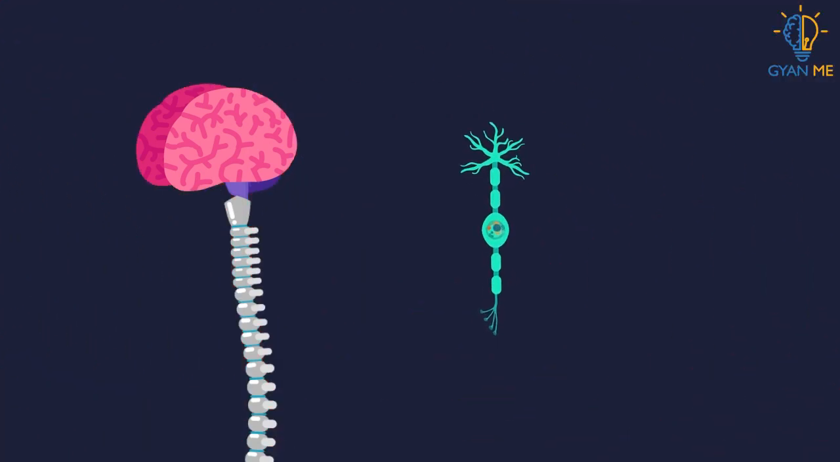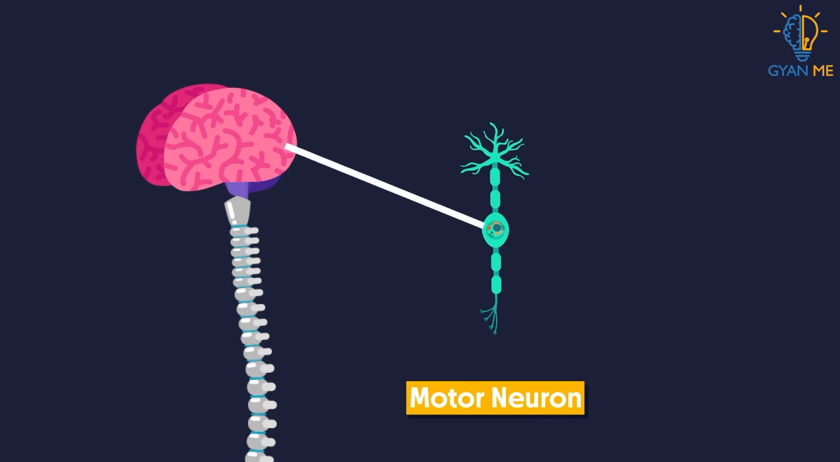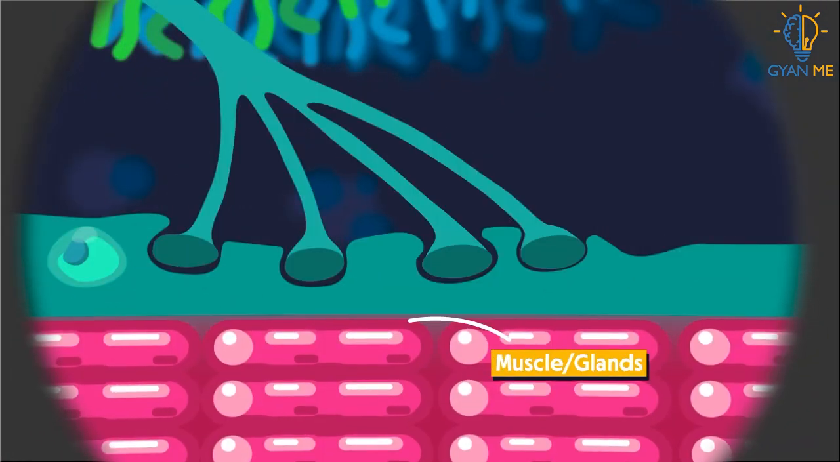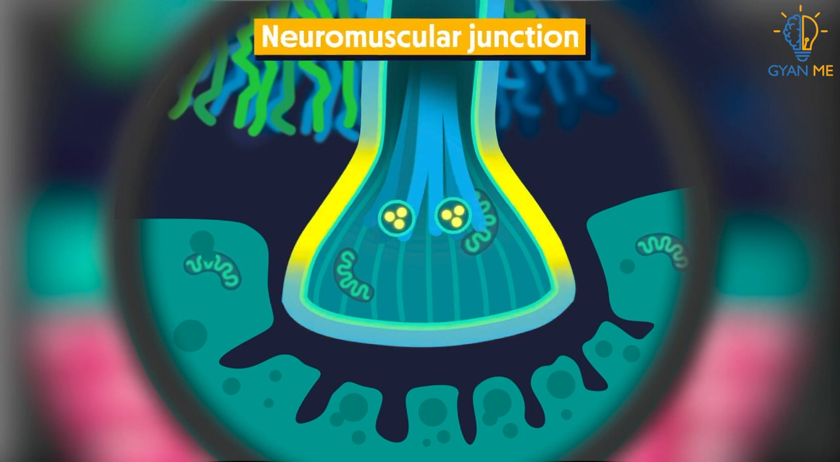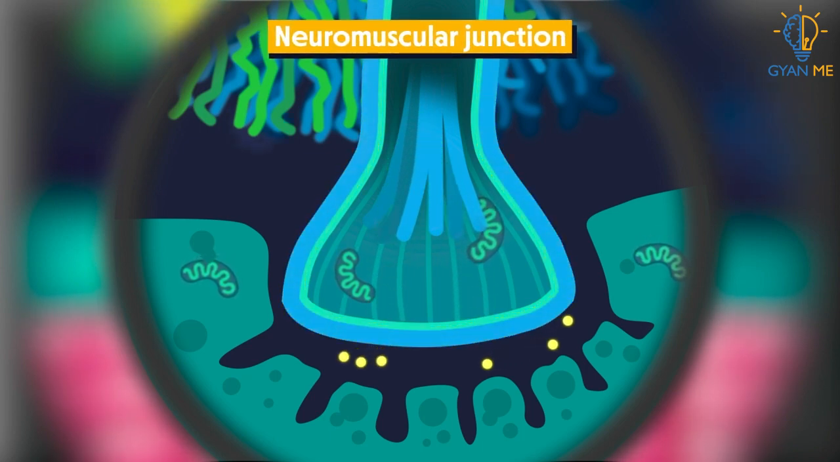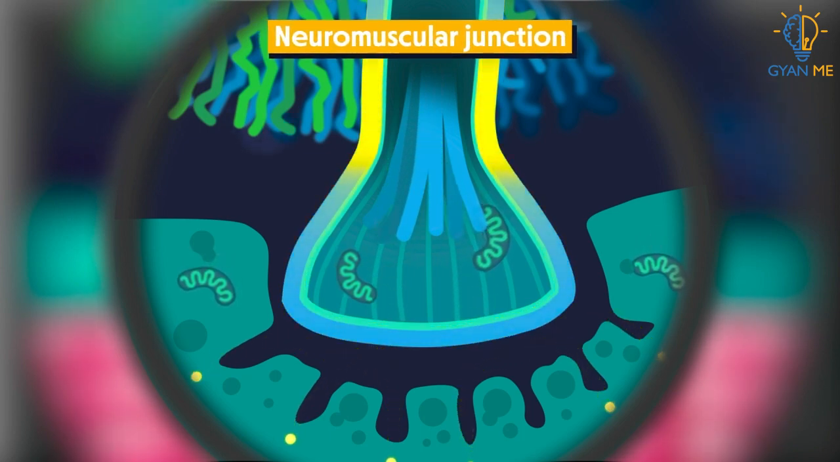Now, the brain sends a signal to the motor neuron. Recall, students, motor neurons are those which take signals from the brain and give them to muscles. Motor neurons are in connection with muscles or glands. These connection regions are called the neuromuscular junction. They are also one kind of synapse.